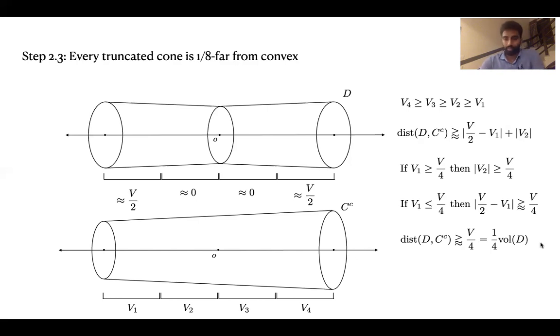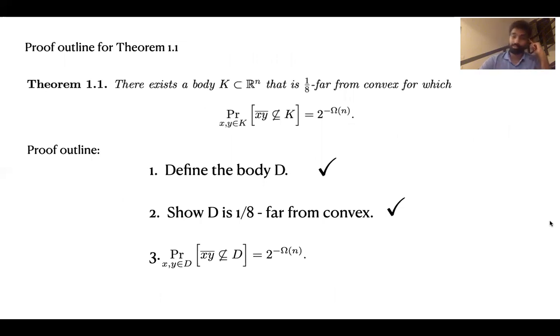So that shows that the body D is 1 over 4 far from the truncated cone. Here it says approximately, because if we write down the actual numbers, we end up with 1 over 4 minus small o of 1. So to be safe, we just say 1 over 8 far here. It's actually almost 1 over 4 far according to this proof. Now we have defined the body, and we have shown it's far from convex. So we have proved this statement.